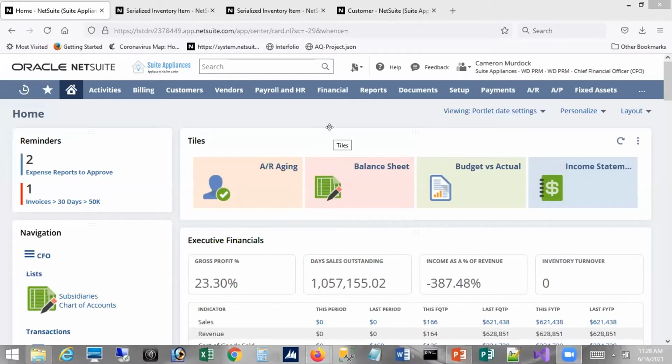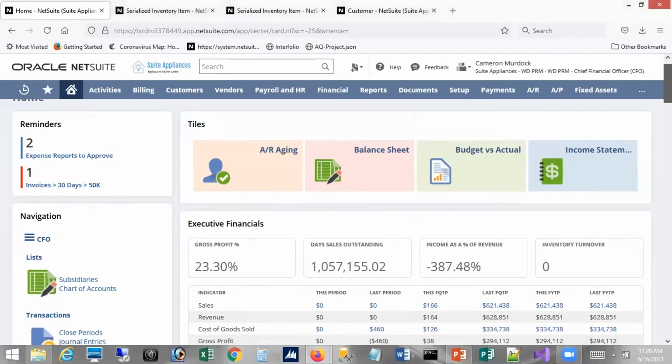So right now I'm logged into NetSuite. I am logged in as a CFO. There's a lot of things that you see on the homepage here. We call this a dashboard. So every role gets its own dashboard. As a CFO, I'm able to see my reminders.